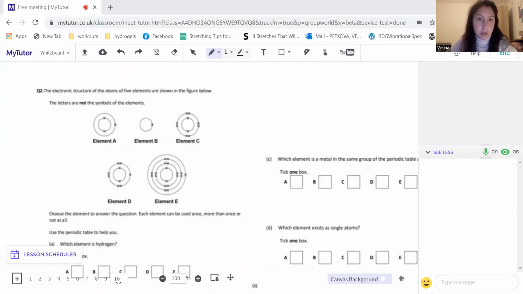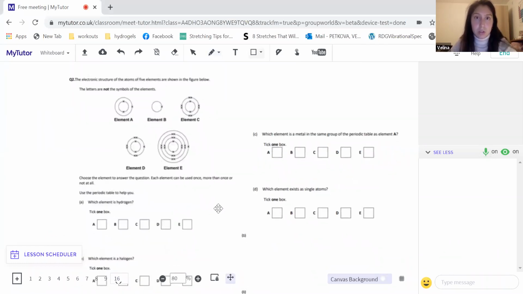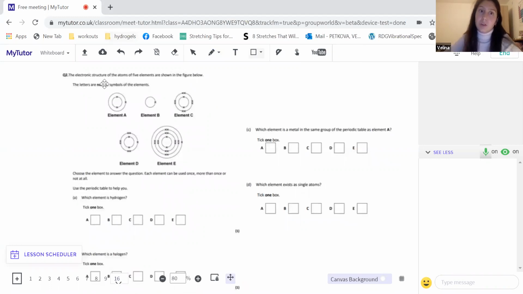Hopefully you can all see this okay. That's a bit blurred. Zoom out, maybe it'll be a bit better. So the electronic structure of the atoms of 5 elements are shown in the figure below. The letters are not the symbols of the elements. Choose the element to answer the question. Each element can be used once, more than once, or not at all. Use your periodic table to help you. Okay, so we're going to have to keep clicking to the periodic table.